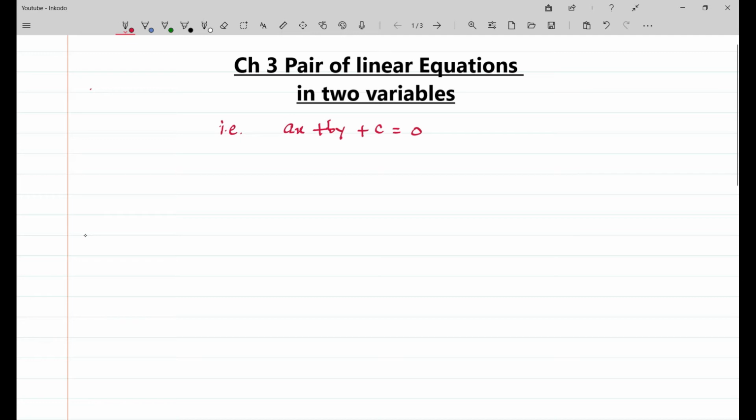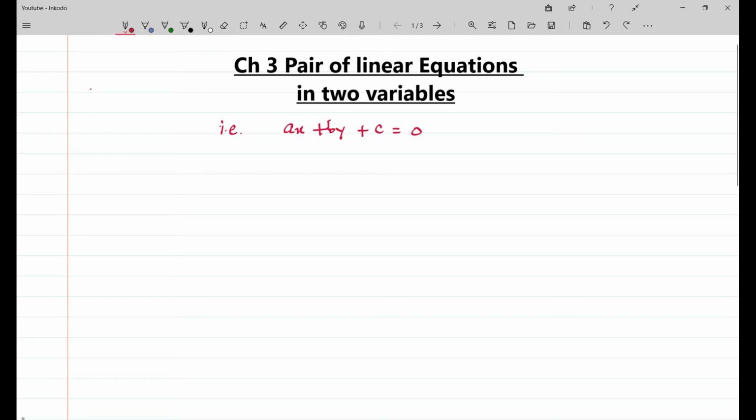In class 9 we have studied about its graph also. The graph of ax plus by plus c equal to 0 is always a straight line, that we have done already in the previous class. Presently we are going to learn about pair of linear equations in two variables.